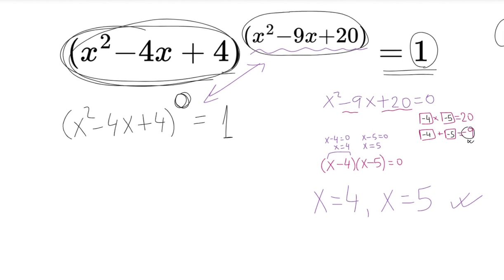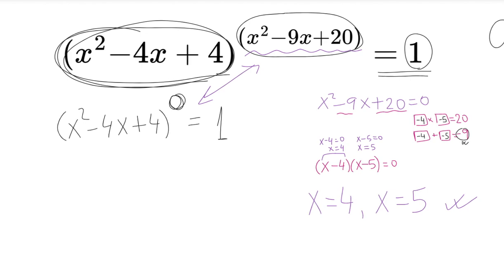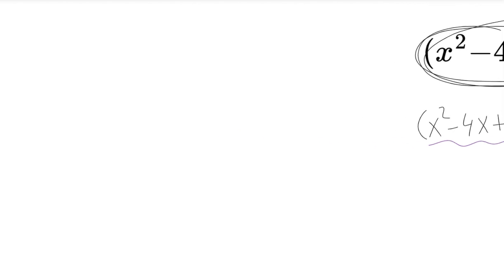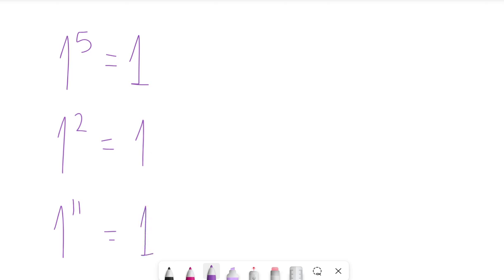But is that the only solution? The first property that we used was that something to the power of 0 will always give us 1. Now, another property that we use. Let's say 1 to the power of 5. What is 1 to the power of 5? It is 1 times 1 times 1 times 1 times 1, which is 1. What is 1 to the power of 2? 1 times 1, 1. What is 1 to the power of, let's say, 11? 1 times 1 times 1 and so on. It is still equal to 1.